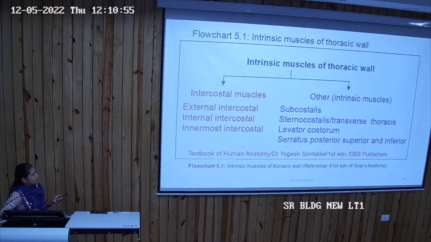and lymphatics. So what are the intrinsic muscles of the thoracic wall? Very easy to remember: external, internal and innermost. Other than this, intrinsic muscles are subcostalis, sternocostalis, levator costarum, serratus posterior, superior and inferior. So we will be dealing with these intrinsic muscles of the thoracic wall.